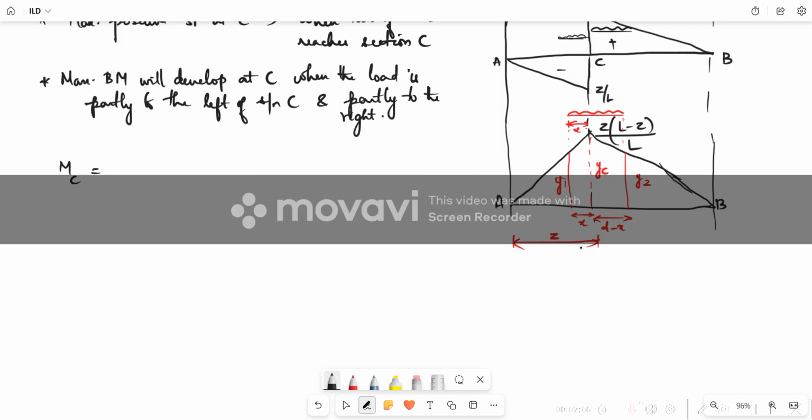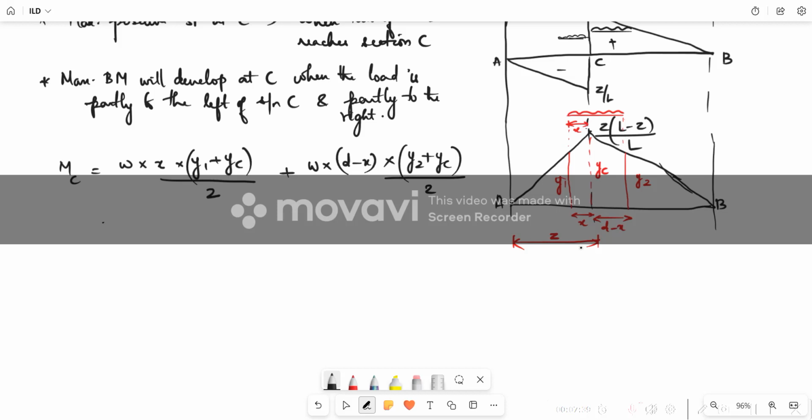So MC is given by W, okay, that is the load intensity, into x into (y1 plus yc), sum of parallel sides divided by 2, into x, the other non-parallel side, okay, then plus W into (d minus x), similarly height into the parallel sides (y2 plus yc) whole divided by 2, okay.